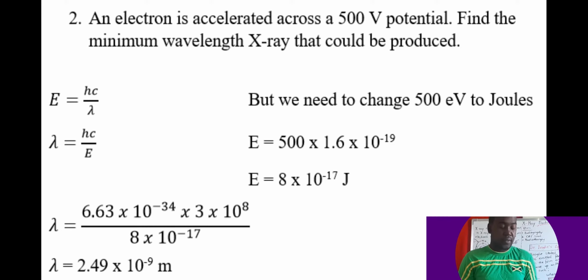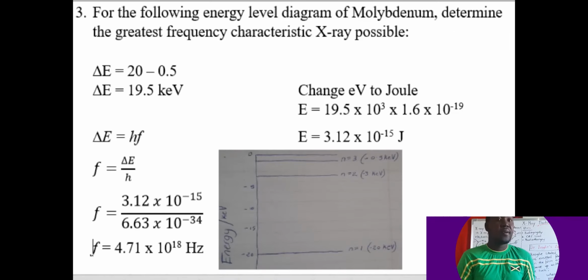Alright, so now we can substitute Planck's constant times the speed of light, c, over the energy in joules, and we get 2.49 times 10 to the negative 9 meters. Okay. Our last question, question 3. For the following energy level diagram for molybdenum, determine the greatest frequency characteristic X-ray possible.